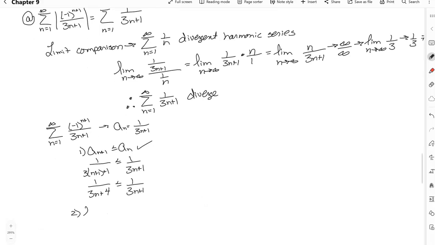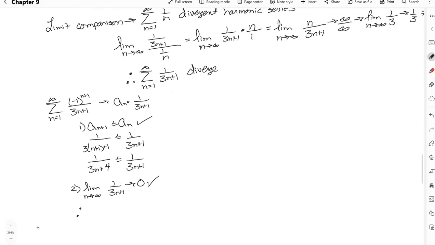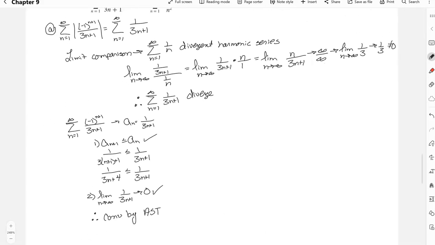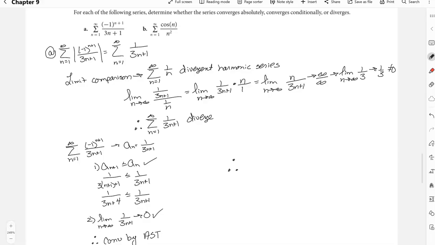The second one says that the limit of the sequence, which is 1 over 3n plus 1, has to go to 0, and it does. So we can say, therefore, this converges by the alternating series test. So our conclusion: the positive diverged, but the alternating series converged. So this series, the sum from n equals 1 to infinity of negative 1 to the n plus 1 over 3n plus 1, converges conditionally.